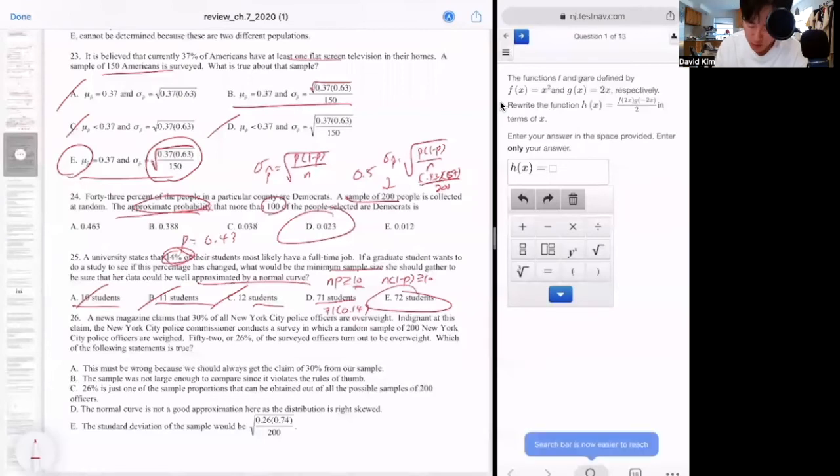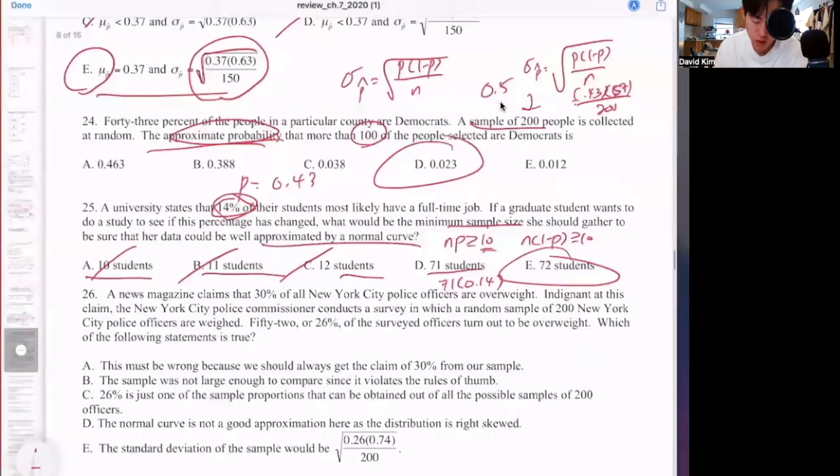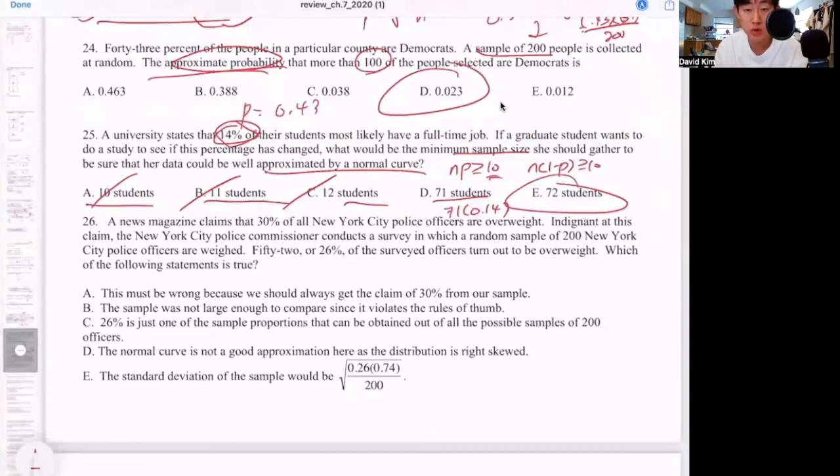All right, number 26. A news magazine claims that 30% of all New York police officers are overweight. So that is your proportion. That is your sample size. And this is your sample proportion that you found. What is the best explanation here? The correct answer here should be C. And here's the reason why, as I already went over with you guys during the class. This must be wrong. Always avoid those words, as in "this must be." It can happen. It's a sample proportion.